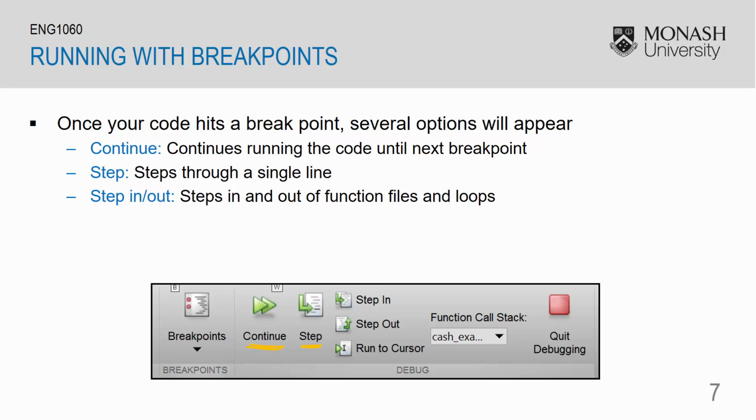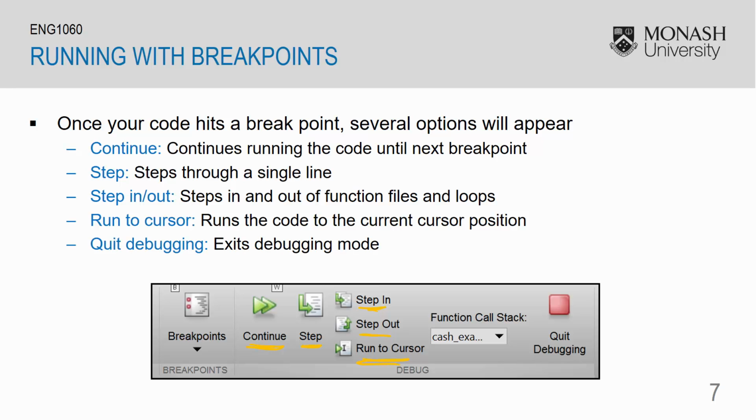You can also step in and out of functions and loops. So once you've hit a line which contains a function or a loop, you can step in and out using the step in and step out buttons. You can also run the code to the current cursor position using the run to cursor button. And finally, you can exit the debugger mode using the quit debugging button.